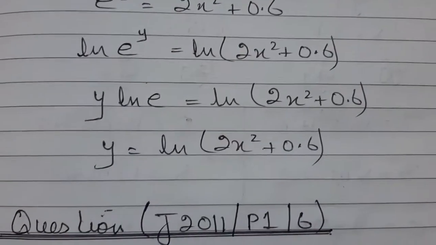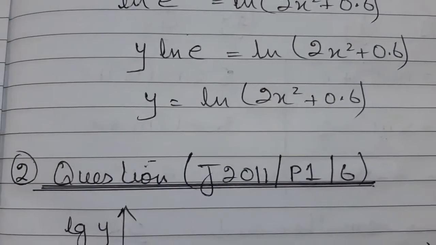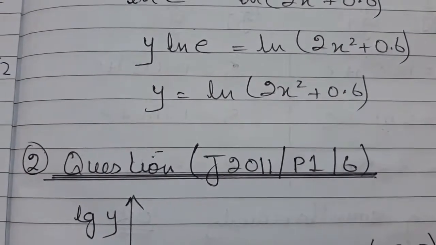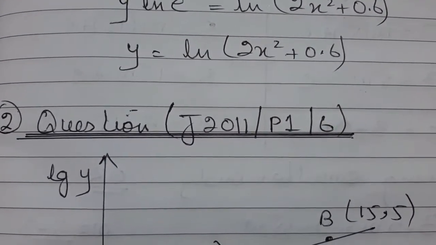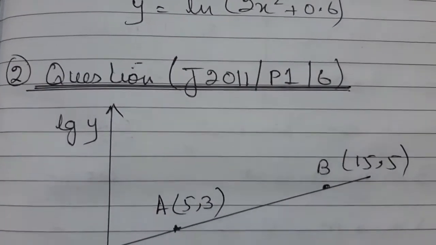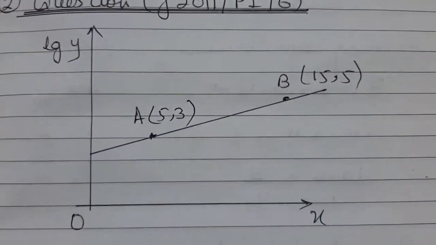Now let's see another question. This is of the same type, right? The graph is given to you and you have to answer the questions. This question I have picked up from June 11, paper 1, question 6. Okay, so this graph was given to you.